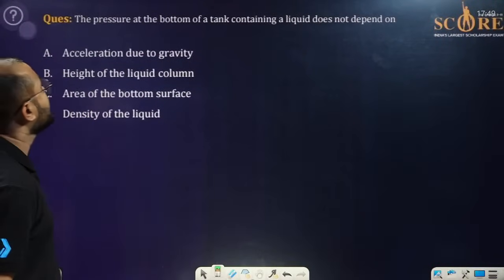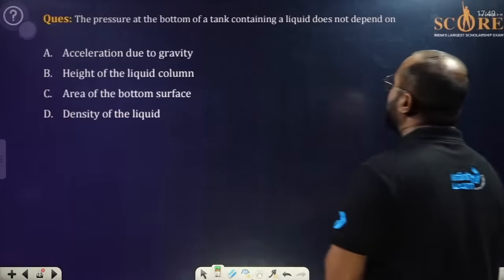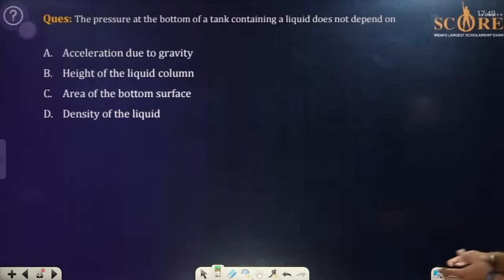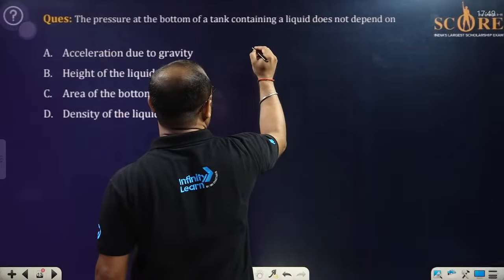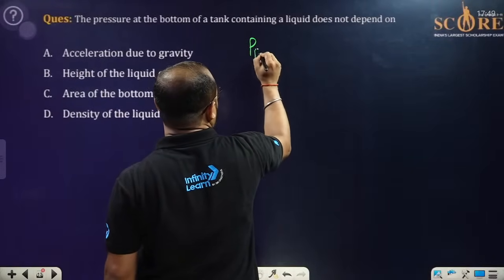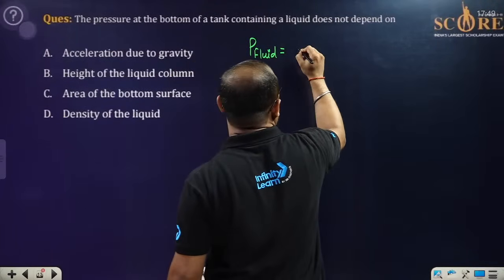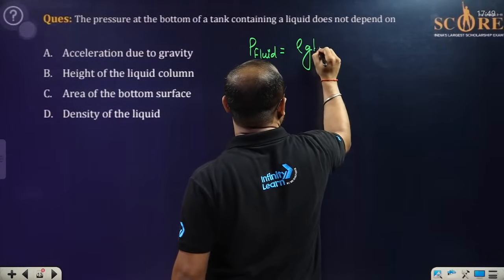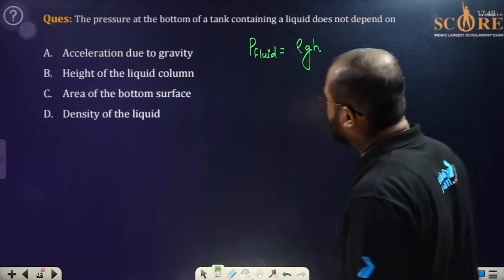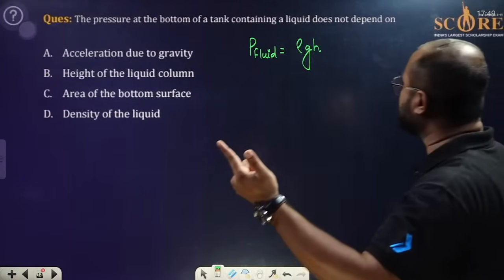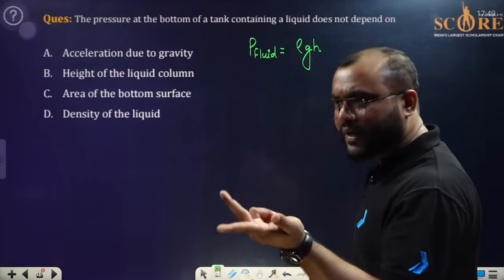What do you think about this? The pressure at the bottom of the tank containing a liquid does not depend on what? If we talk about the pressure of the fluid, everyone, it is rho g h. Simple words. Rho is the density, g is the acceleration due to gravity, and h is the, you can say, depth.